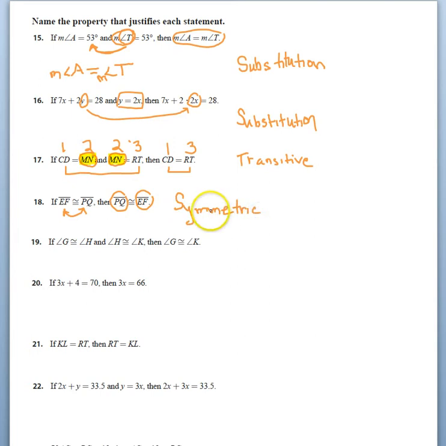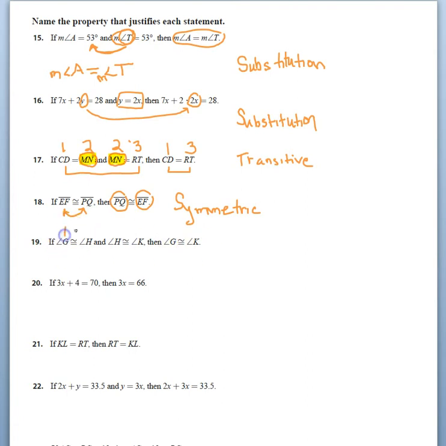Symmetric property. Those are two M's right there. Doesn't look like M's, but S-Y-M-M-E-T-R-I-C. Okay, 19. If angle G is congruent to angle H, and angle H is congruent to angle K, then angle G must be congruent to angle K.